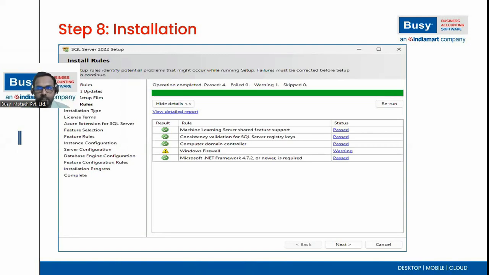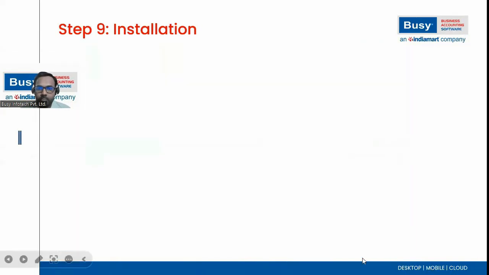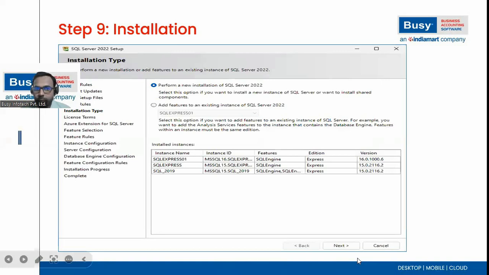Then this type of window will appear. Then you need to press the next button again. After this only, you will get this installation type window. If you are performing a new installation, you just give the name of the instance. You can give any name, like SQL, or SQL 2022, or busy. Any name you can give.